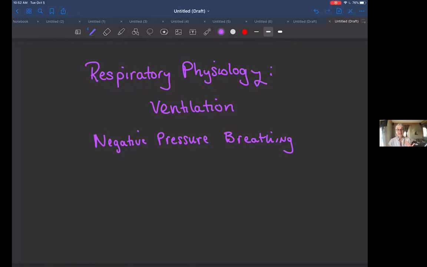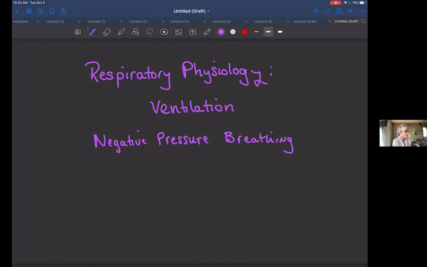So the idea about negative pressure is that the negative pressure of the lungs is going to automatically draw air in when we inhale. So this is different than, say, when you're on a ventilator, which actually forces air into your lungs, right? So this negative pressure breathing is more efficient because we don't have to use energy to force air into the lungs.